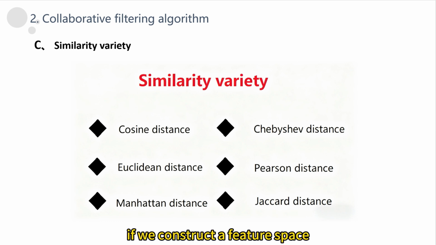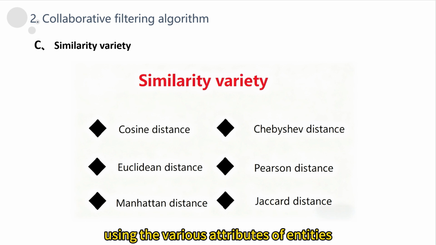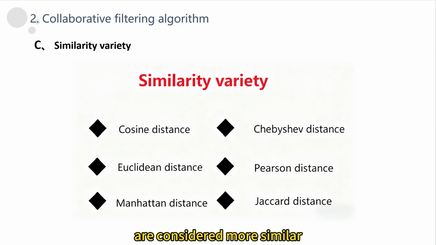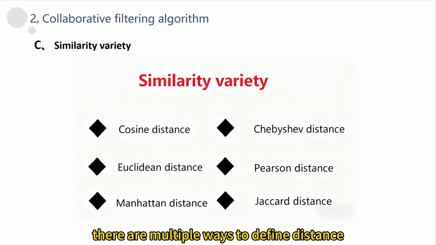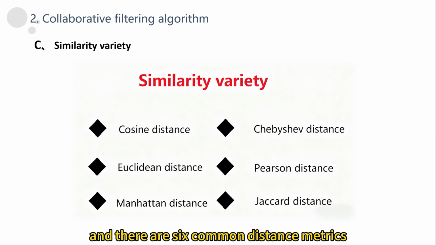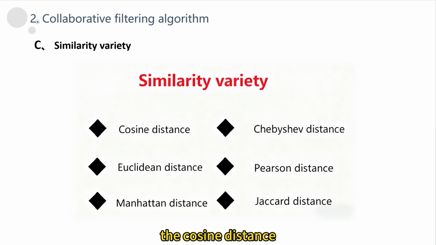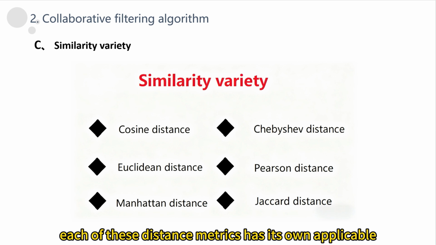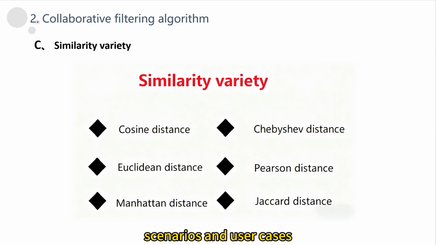If we construct a feature space using the various attributes of entities, entities that are physically closer in space are considered more similar. There are multiple ways to define distance, and there are 6 common distance metrics: the cosine distance, the Chebyshev distance, Euclidean distance, Pearson distance, Manhattan distance, and Jaccard distance. Each of these distance metrics has its own applicable scenarios and use cases.